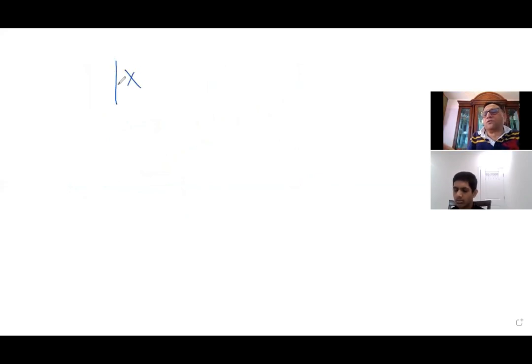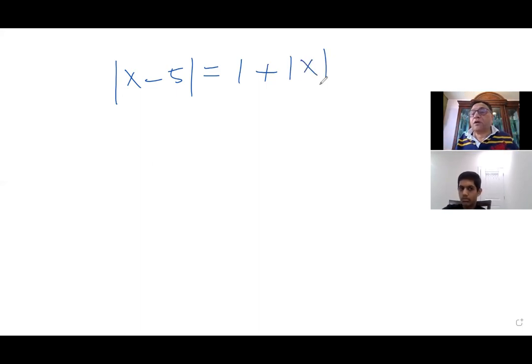We'll take two absolute functions this time. Absolute value of x minus 5 equals, let us say, 1 plus absolute value of x. Let us say we have now introduced two different absolute functions. How are we going to solve this equation?